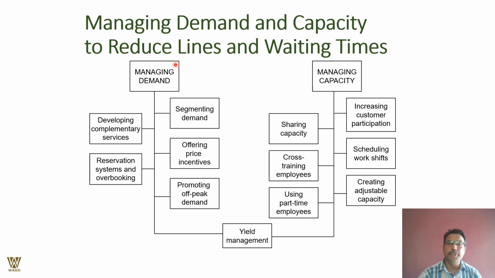Managing demand and capacity to reduce lines and waiting time. Now, how do we manage demand? One way is to develop complementary services, probably keeping the people engaged, or a reservation system or booking, taking advance reservations, then probably segmenting the demand, offering price incentives, and promoting off-peak demand. Probably that's one way to manage demand.